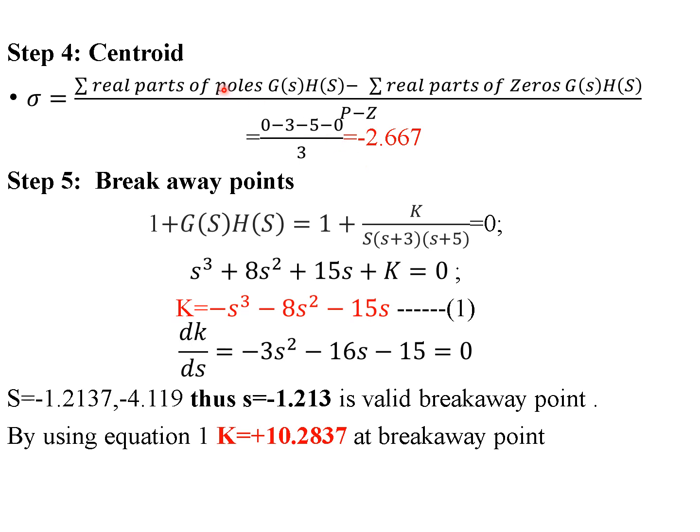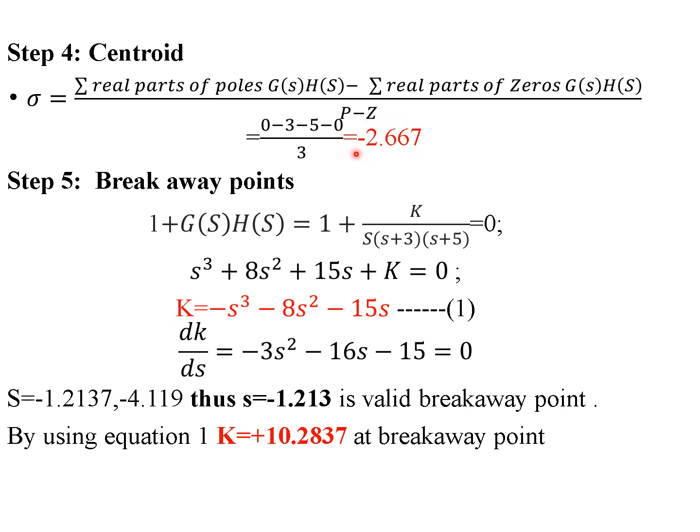Step 4, centroid. We are only concentrating on the real parts. So sigma = summation of real parts of the poles of G(s)H(s) minus summation of real parts of the zeros of G(s)H(s), divided by P minus Z. In real parts of poles we have three poles, one at 0, one at -3 and one at -5. We simply need to add them. There were no zeros, so that contributes 0. The number of poles is 3 and zeros 0, so P minus Z is 3 minus 0, that is 3. The final answer we get is -2.667 for the centroid.